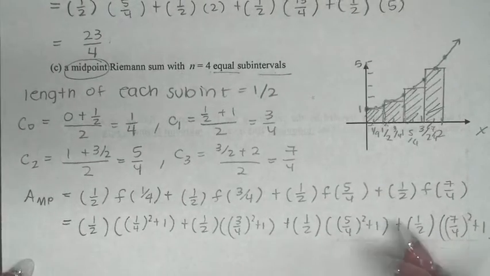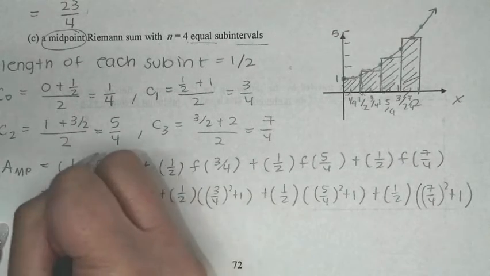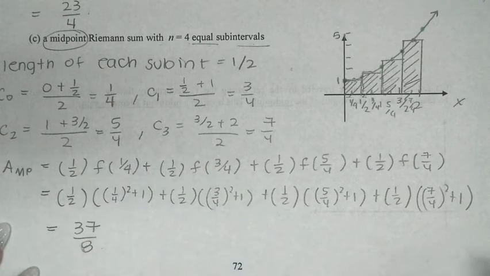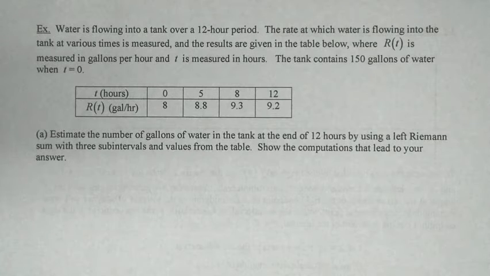Okay, so you could leave it like that technically if you don't have a calculator, but since we are here, I'm going to tell you that this is 37/8. Okay, so you can see the difference between these types of Riemann sums.